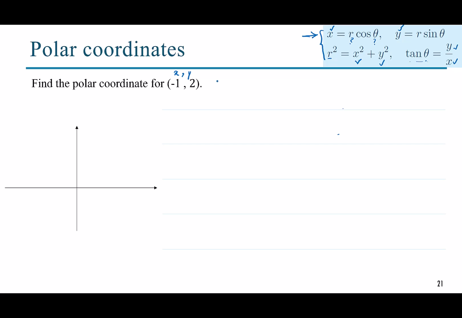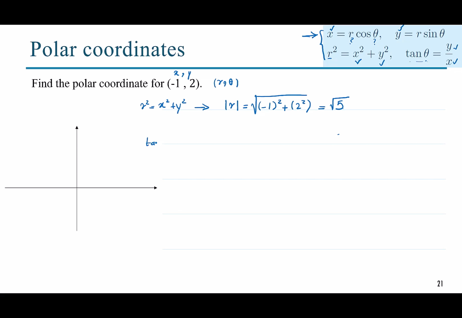So I know what my x and y are, and I'm looking for r and theta for the polar coordinate system. Using the first formula, I know that the absolute value of r is going to be the square root of x squared plus y squared. So I have them, plug them in. So -1 squared plus 2 squared gives me square root of 5. That's the absolute value of r for me. And now I'm trying to find theta.